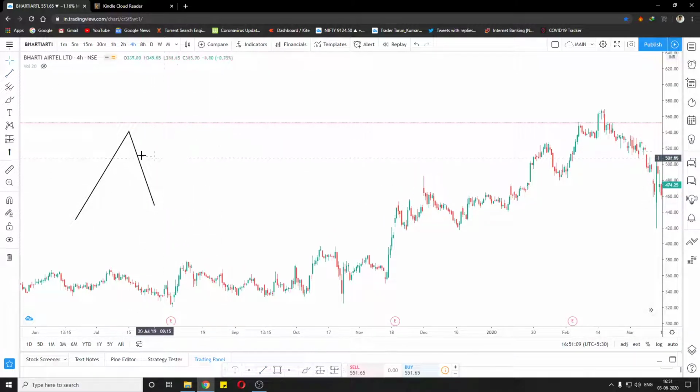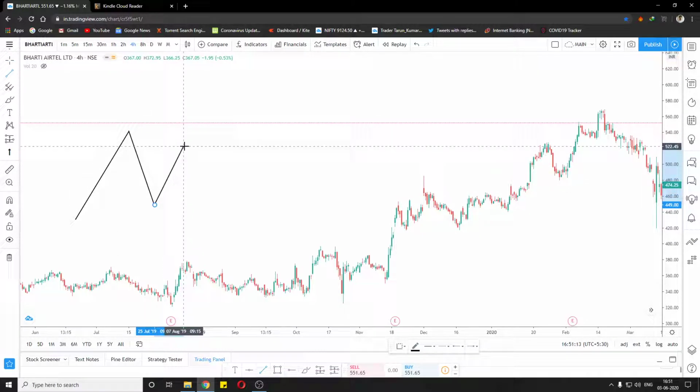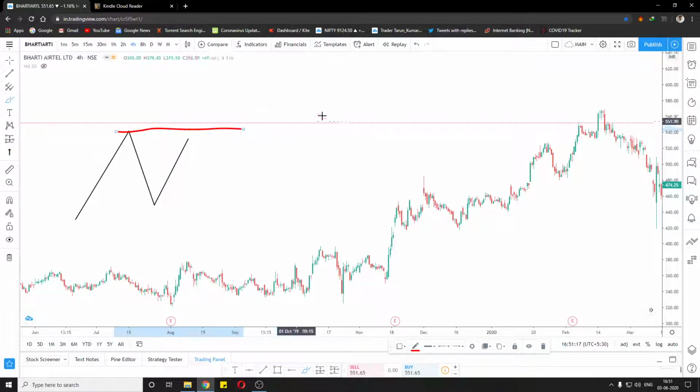Now, if the market is not able to cross this level, then we have our first question mark, because this is neither a downtrend as of now nor an uptrend, because for a downtrend it should cross the low and for an uptrend it should cross the high. So now we have our first question mark.